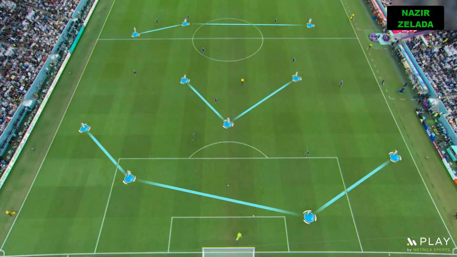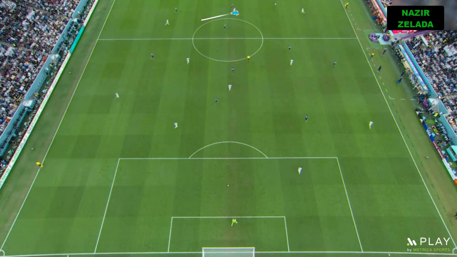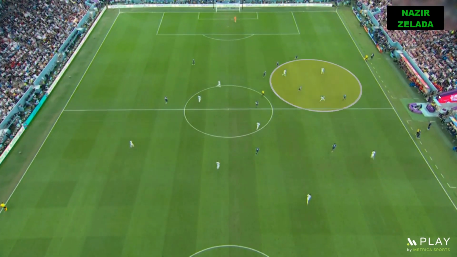As a consequence, they played long balls to the space for the runs of the fullbacks. When Argentina started the play, sometimes Martinez played long balls to a free space where Álvarez would come by surprise and the midfielders would help to win the second balls.